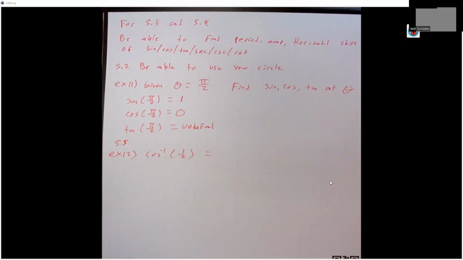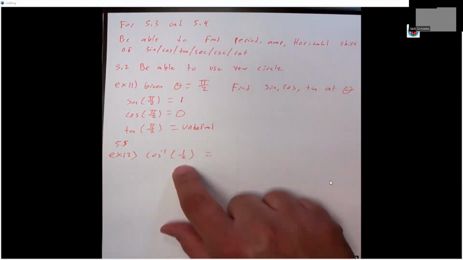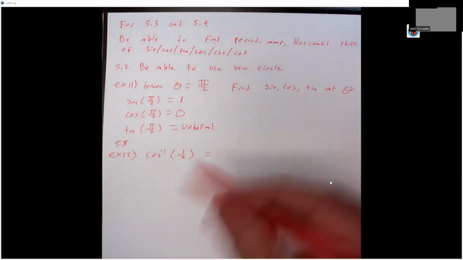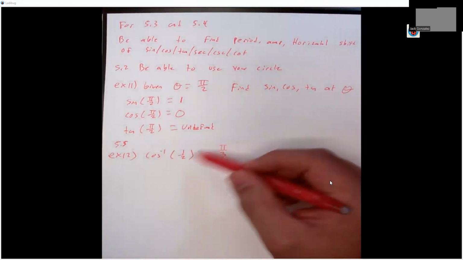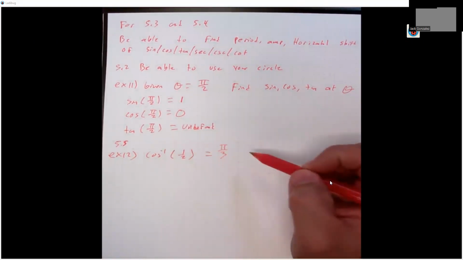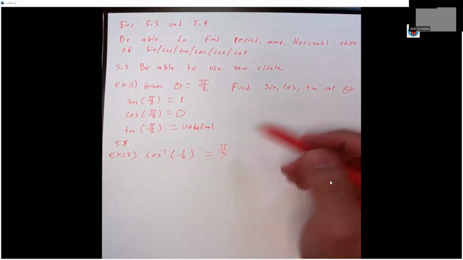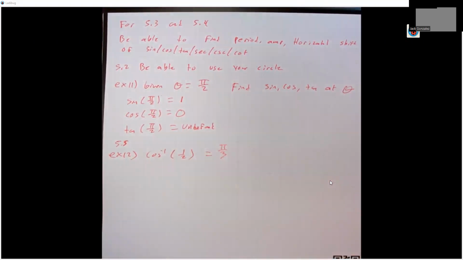Do you prefer the answers in radians or degrees? Either way is fine. So the answer would be 5 pi over 3. Since the question wasn't already in radians or degrees, you can choose. But if the question's already in radians, stick to radians. Okay. You guys have any questions about anything?